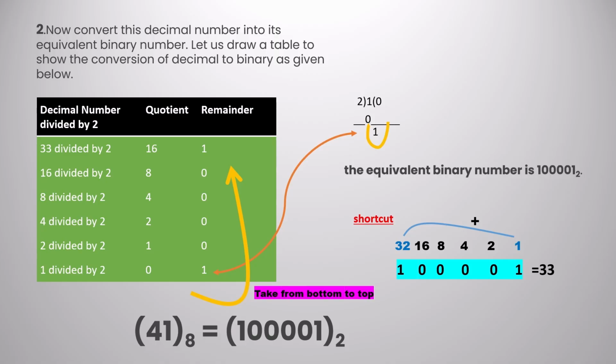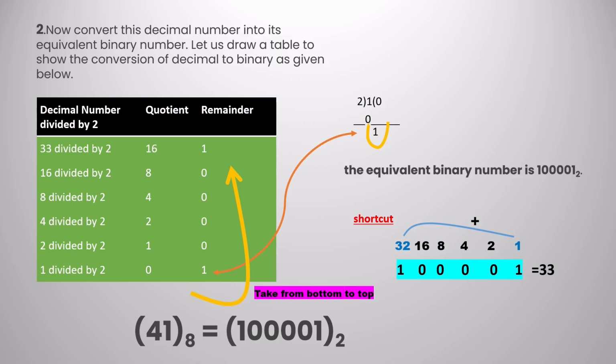So we have that 33 is represented as 100001 in binary form. It is very simple: the division, writing it as a table, and writing the remainders below. They're written in a purple highlighted way. Take them from bottom to top.